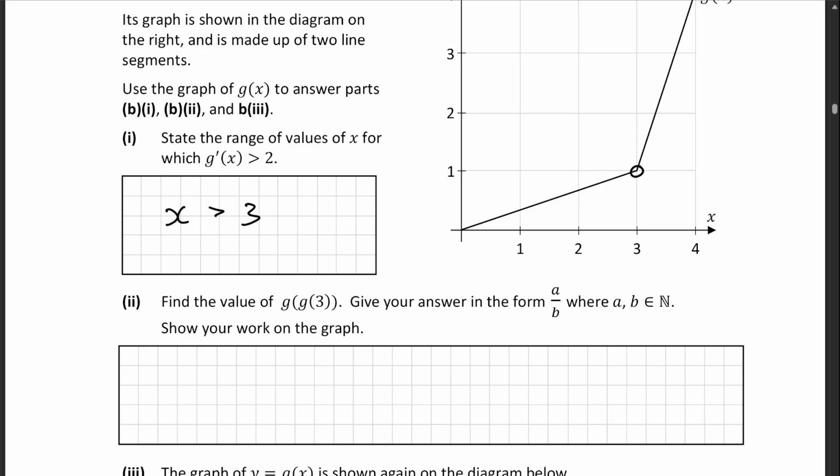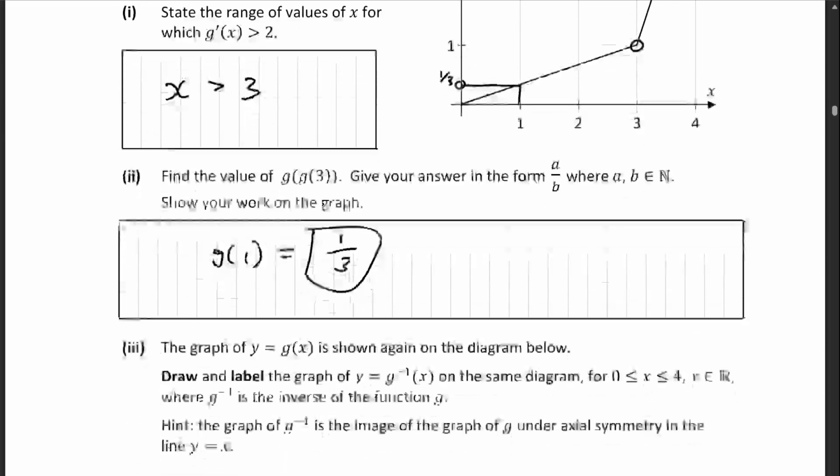For the value of g dash of 3, well, g of 3 is 1. So g of 1 equals, well, that's a slope of a third. So that's just going to be a third. Show your work on the graph. Well, I mean, that's roughly a third, I guess.